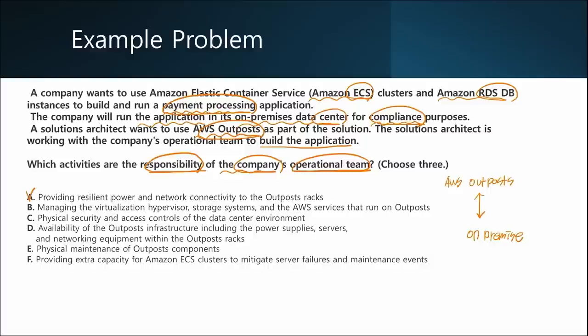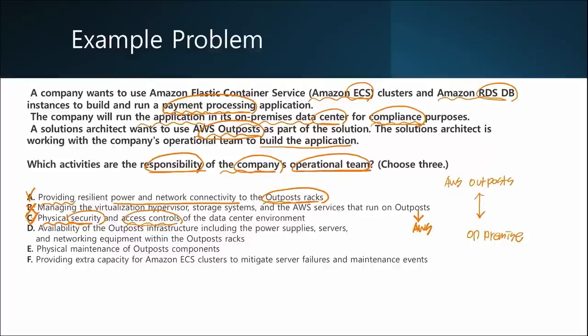So in A, you need to take charge of the rack, the hardware part of the Outpost. In B, the hypervisor, storage system, and the part that runs AWS services on the Outpost is done by AWS. So this is not one of the answers. In a data center environment, physical security and access control are required, and this is the responsibility of the operational team.